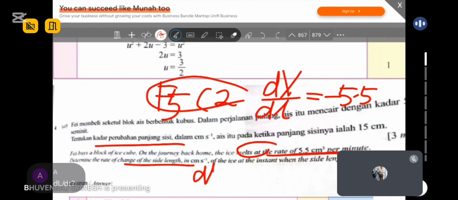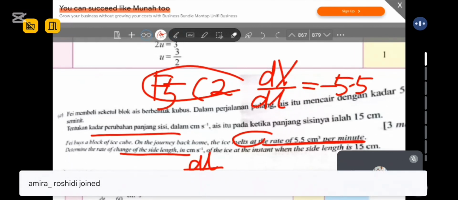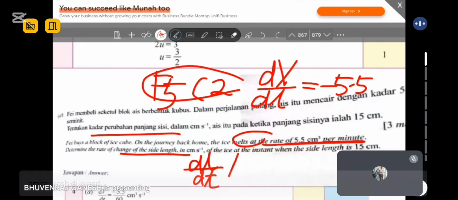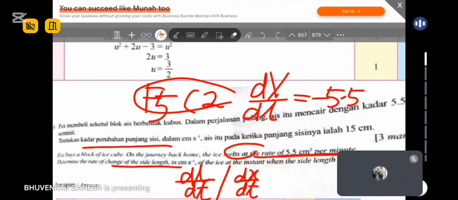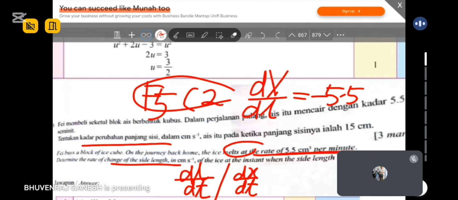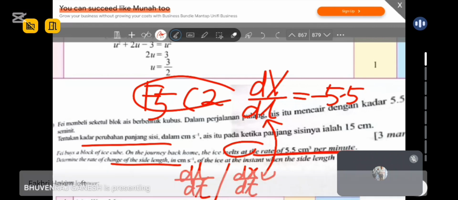Okay, you can use dl over dt or dx over dt, both can. So now, what other thing must you have? Apa lagi info kamu kena ada untuk hubungkan dua-dua ni? What is the missing expression to connect these two? Untuk guna petua rantai, to use the chain rule. Simbol lengkap. I want the complete symbol.